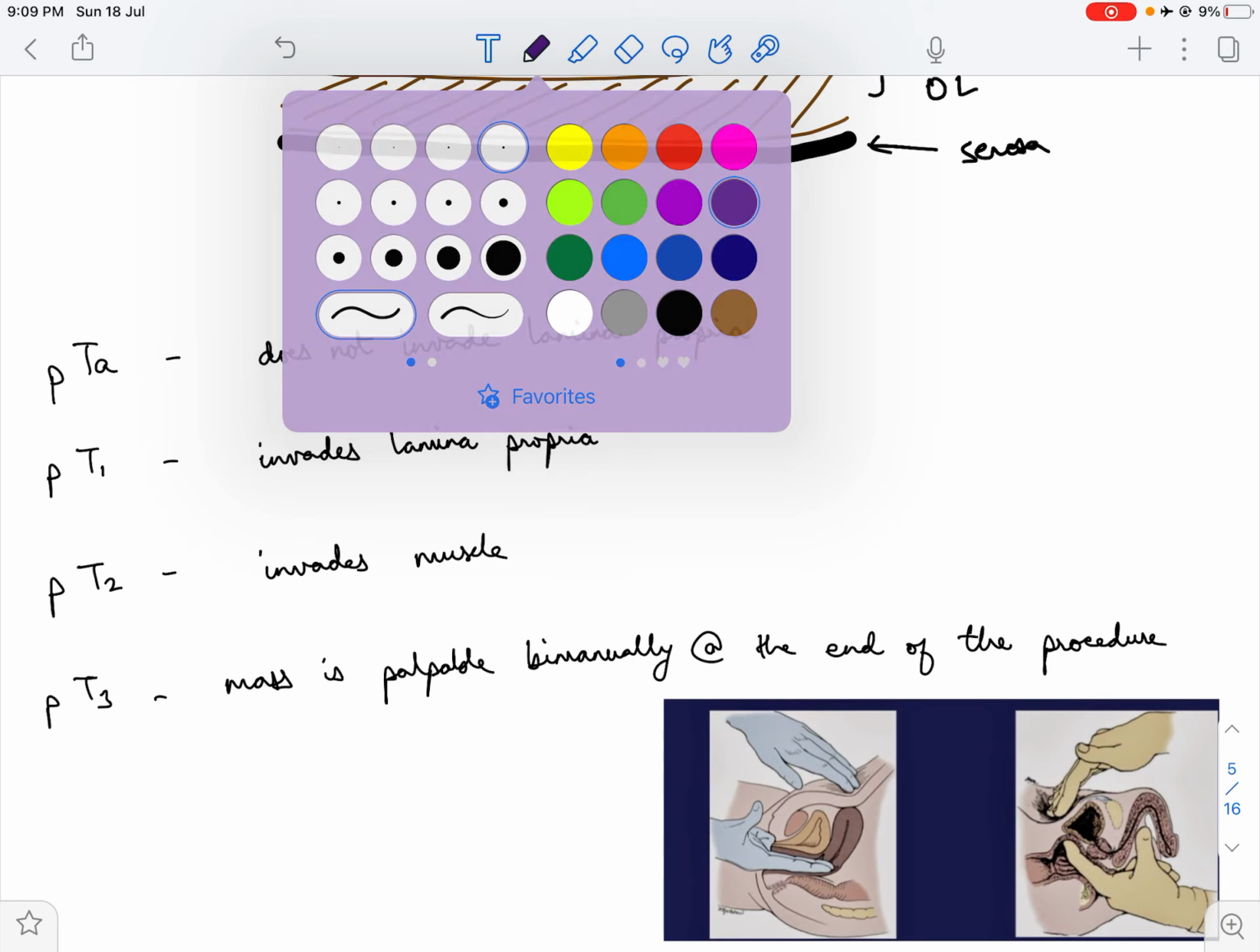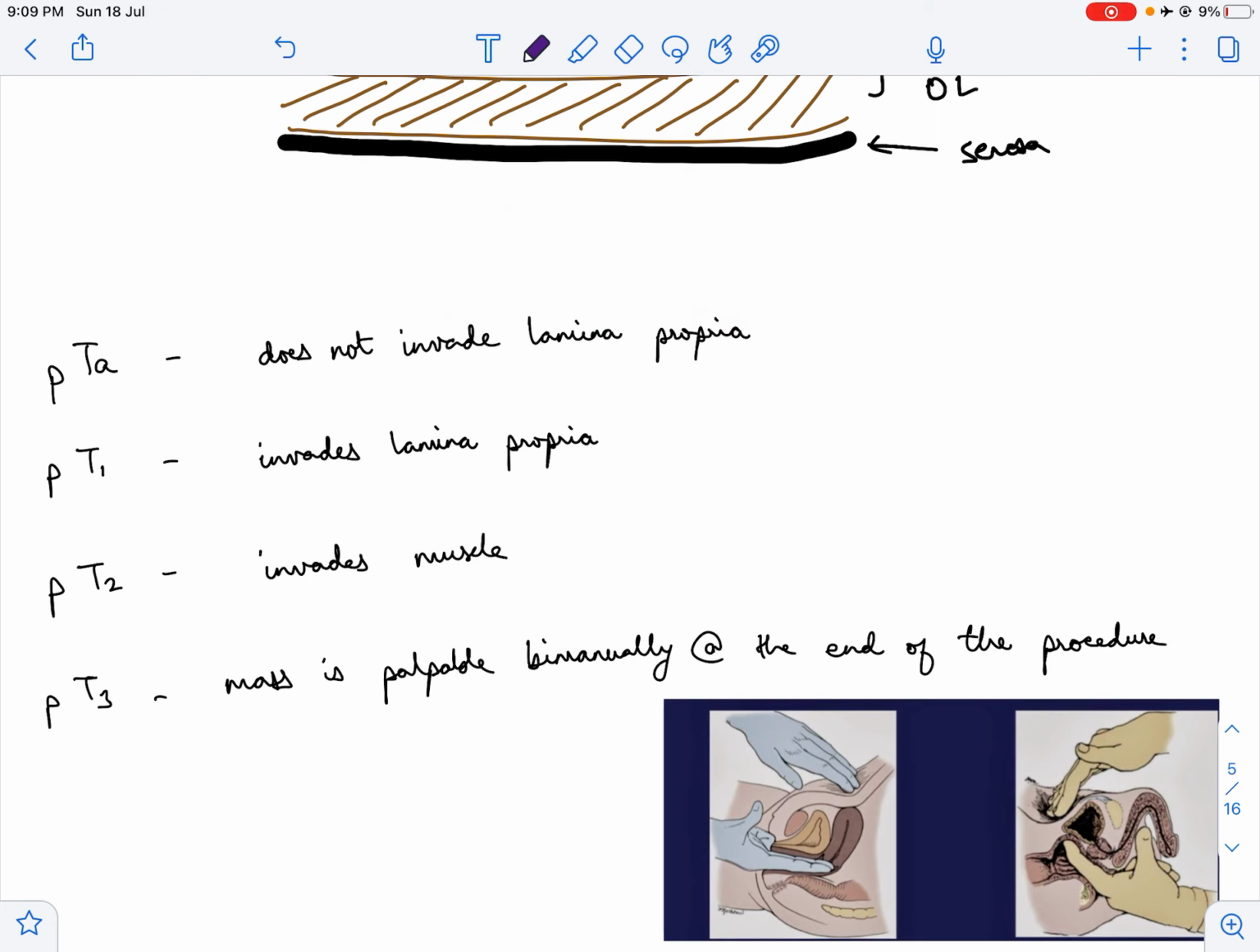Now let us look at the staging. Let us look at a few terminologies of the staging. PTA means pathological TA. It means it does not invade the lamina propria. PT1 means it invades the lamina propria. PT2 means it invades the muscle. PT3 is a mass that is palpable bimanually at the end of the procedure.